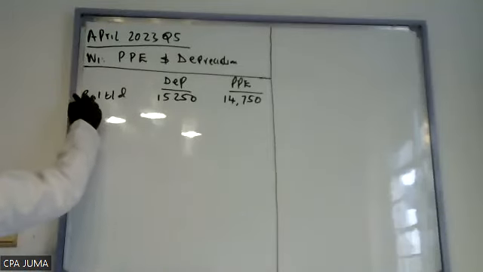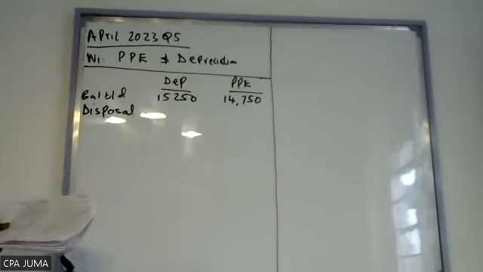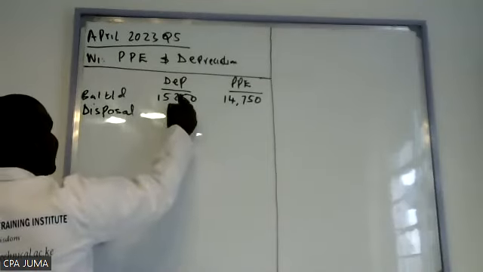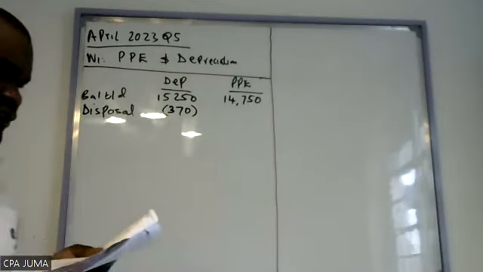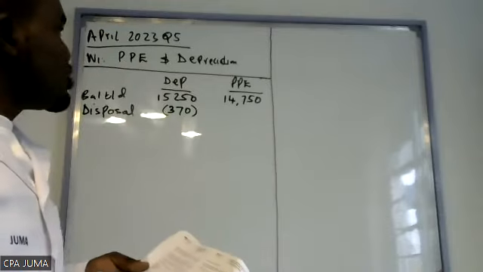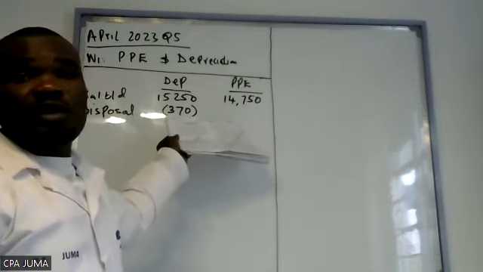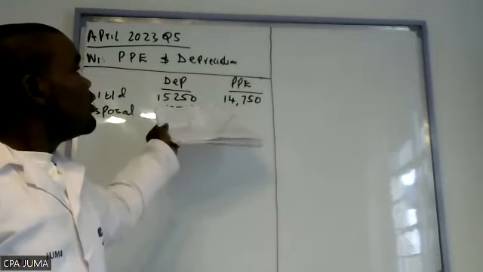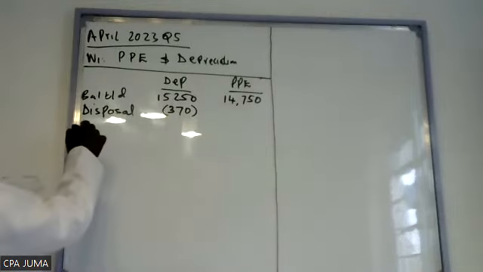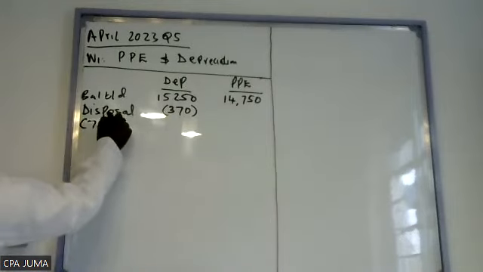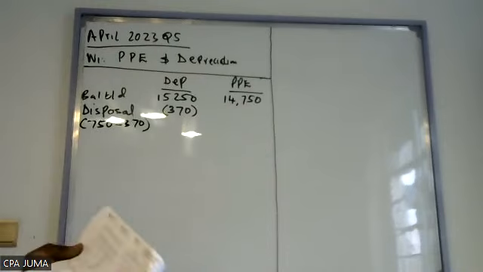So disposal, the asset which was disposed had already depreciated by 370. From what they have said, there was accumulated depreciation on disposal of 370. But remember, 14,750 is net book value. So when you are subtracting from PPE, you also subtract the net book value. So you will take 750 minus 370. How much is that?